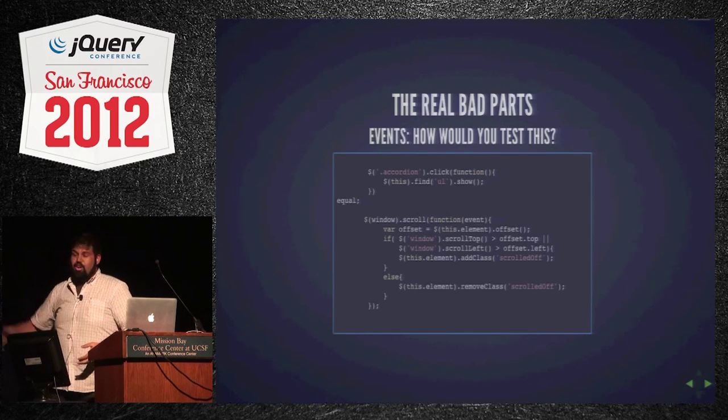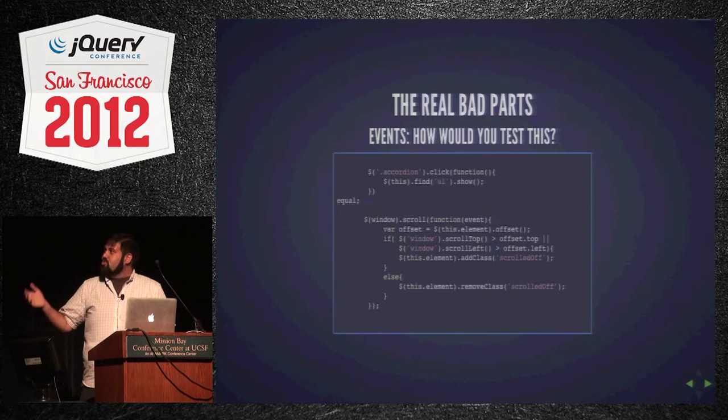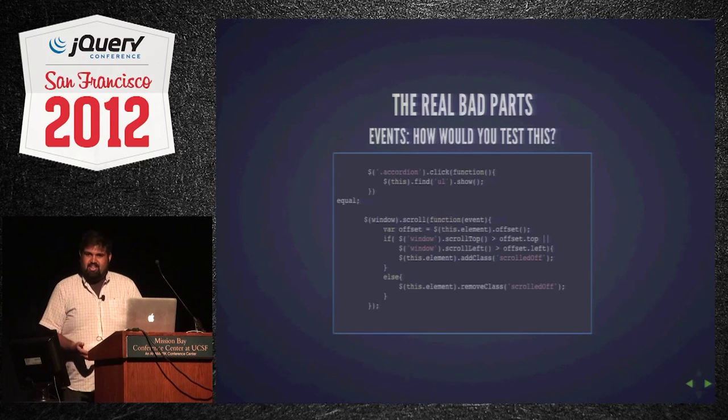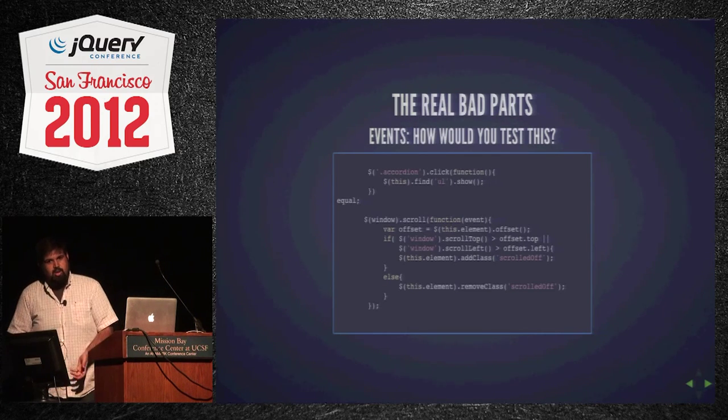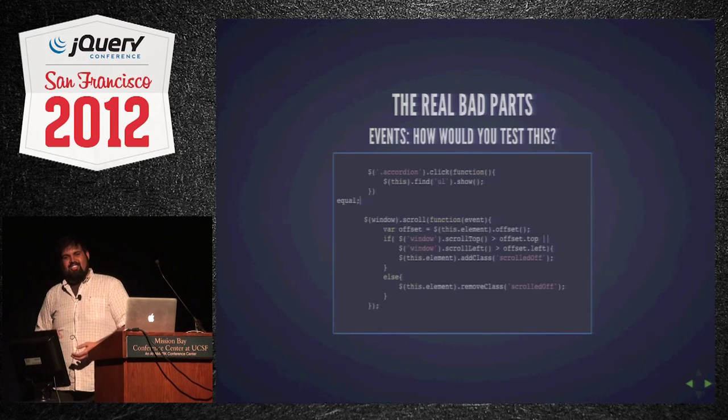I add this very large function to the list of handlers that should happen when the window scrolls, which is not necessarily a good idea. This is just the example here. When the window scrolls, all of this happens. But how do I verify any of this? Do I actually need to have a window? Do I actually need to use the DOM events I'll talk about a little later to actually scroll the window? That's really complicated.